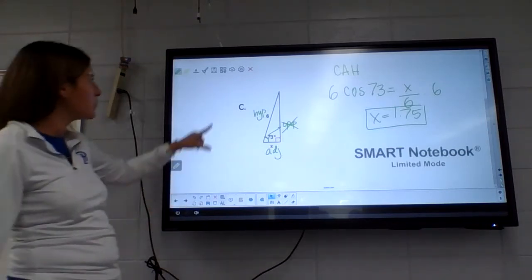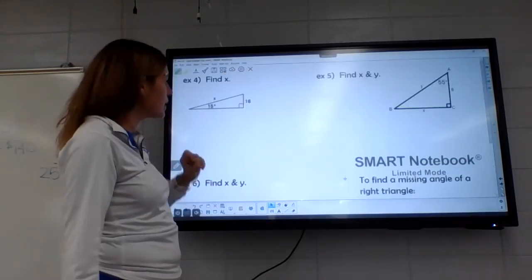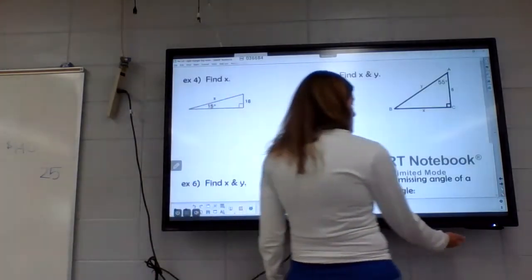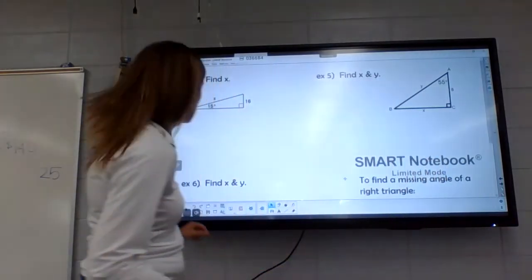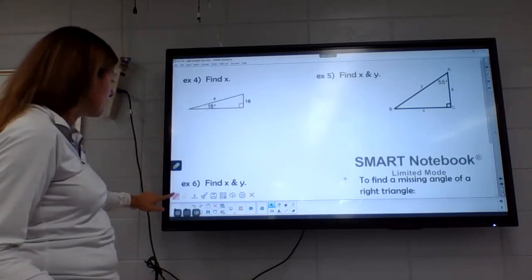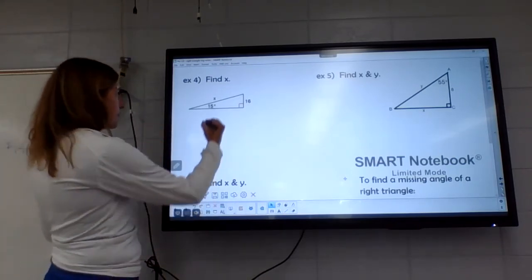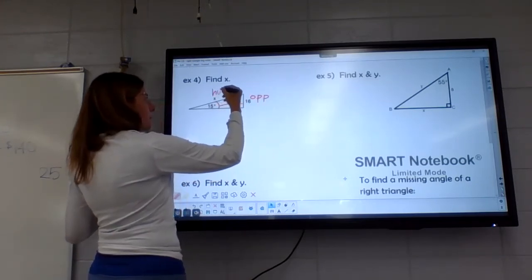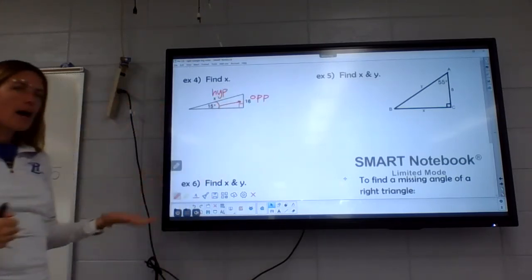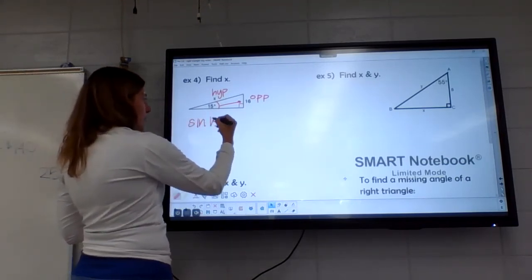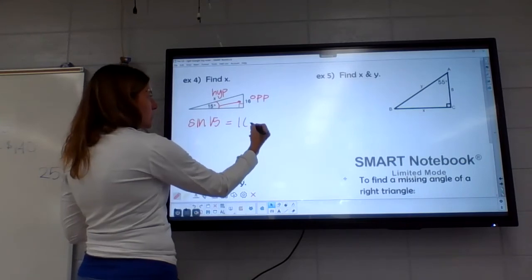So far, I would say we've done your run-of-the-mill trig, but example 4 is a little bit trickier, because when I go to set this up, I label everything. So we have opposite and hypotenuse, so I know I have to use sine. Sine of 15 is going to equal 16 over x.